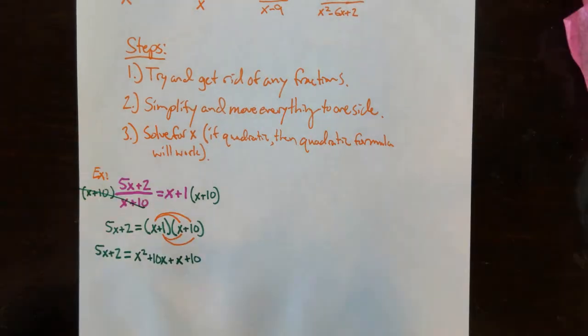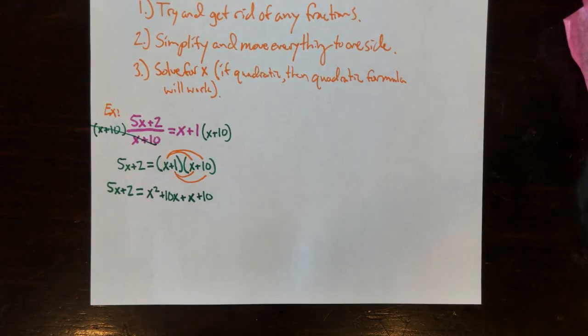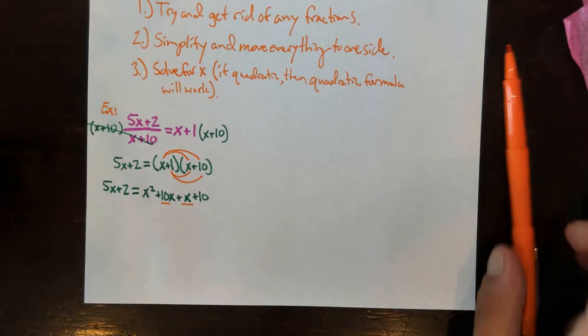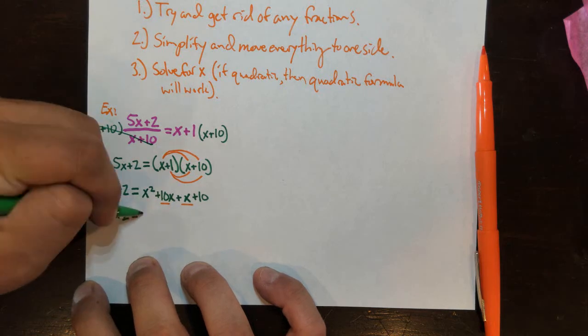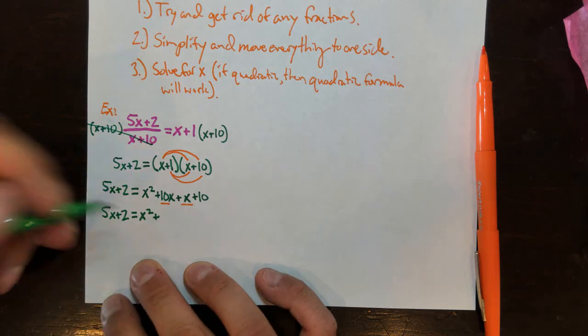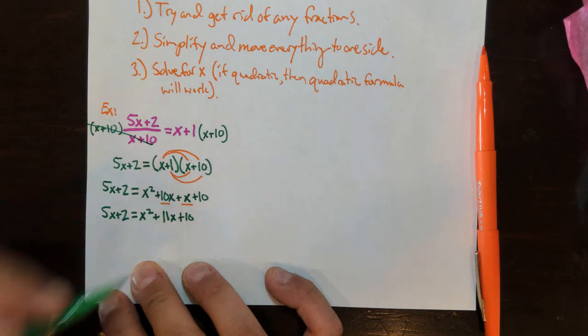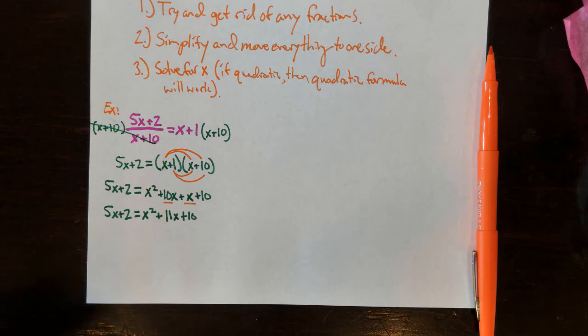And then notice, remember, this happens very often when we FOIL things. We have two like terms, so let's combine those. So we'll have 5x plus 2 equals x squared plus, let's see, if we have 10 of something plus 1 of something, we'll have 11 of those somethings plus 10. And now let's move everything over to one side. So it'll probably be easier if we move everything to the right side. If you wanted to, you really could move it to the left, but let's move everything to the right.